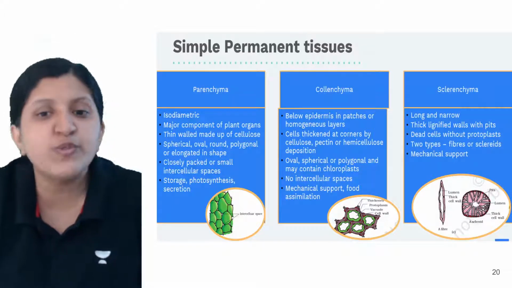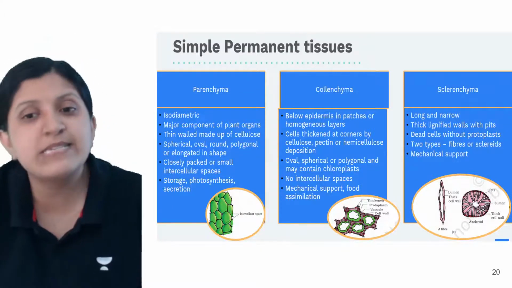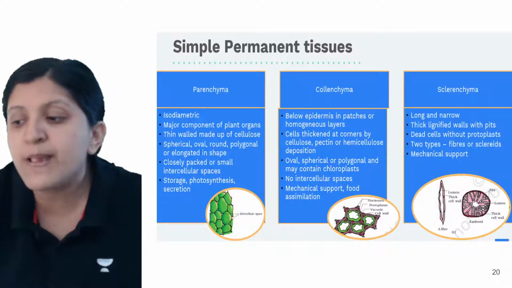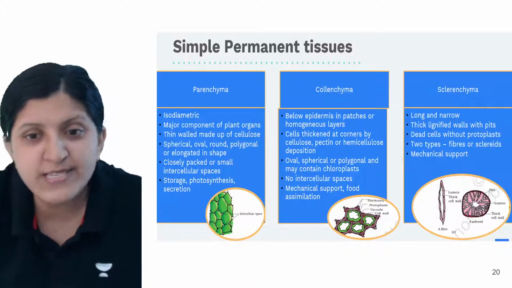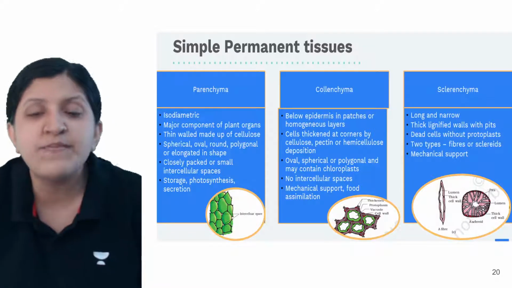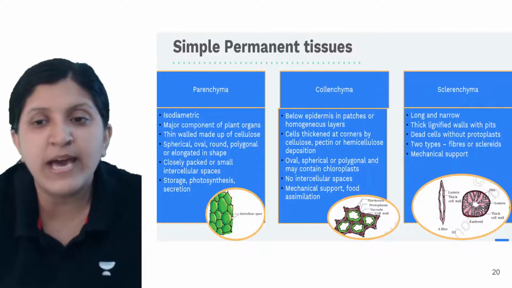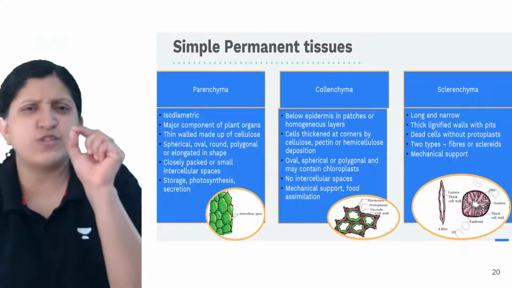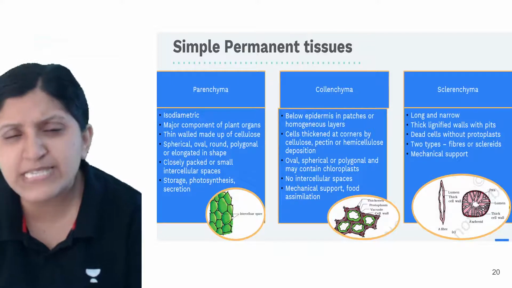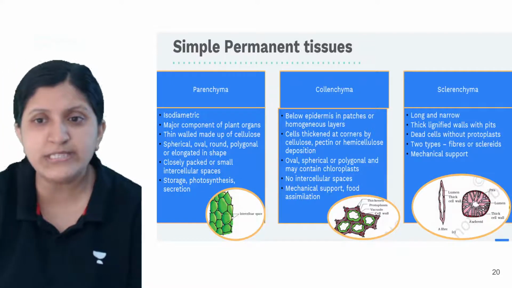So what storage? Food storage. Photosynthesis is done as it is a mesophyll cell. So there is chloroplast present, chlorophyll present. It will absorb the water and photosynthesis will be done. Now closely packed or small intercellular spaces. So slight spaces between the cells can also be seen.